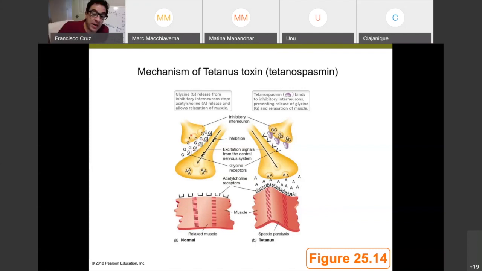Okay, so I'll go again. If I need this muscle to relax down here, I need this motor neuron to stop producing acetylcholine. That happens when this inhibitory interneuron releases glycine. Glycine hits the receptors on the motor neuron, it stops releasing acetylcholine, then we have muscle relaxation. That's a normal event.